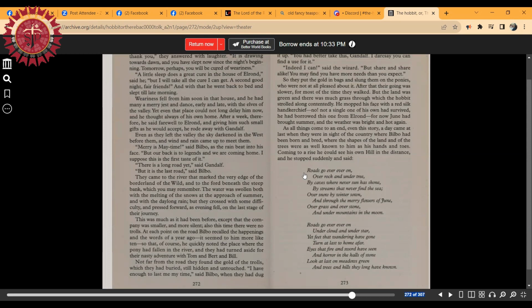Roads go ever on, over rock and under tree, by caves where never sun has shone, by streams that never find the sea, over snow by winter sown, and through the merry flowers of June, over grass and over stone, and under mountains in the moon. Roads go ever on, under cloud and under star, yet feet that wandered far have gone, turn at last to home afar. Eyes that fire and sword have seen, and horror in the halls of stone, look at last on meadows green, and trees and hills they long have known.